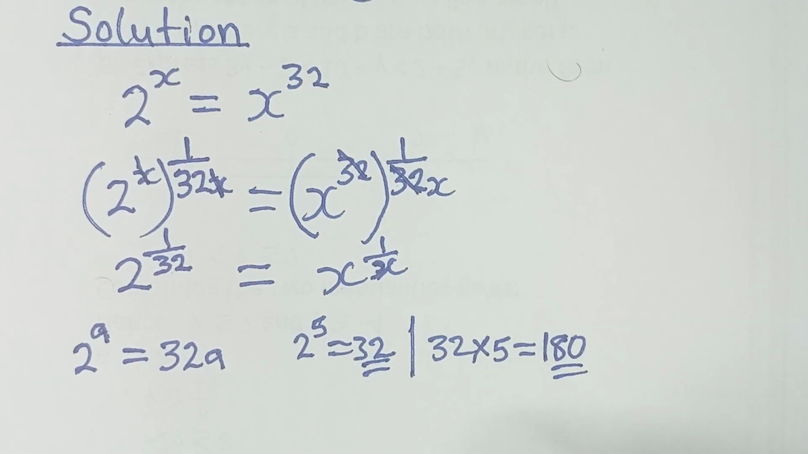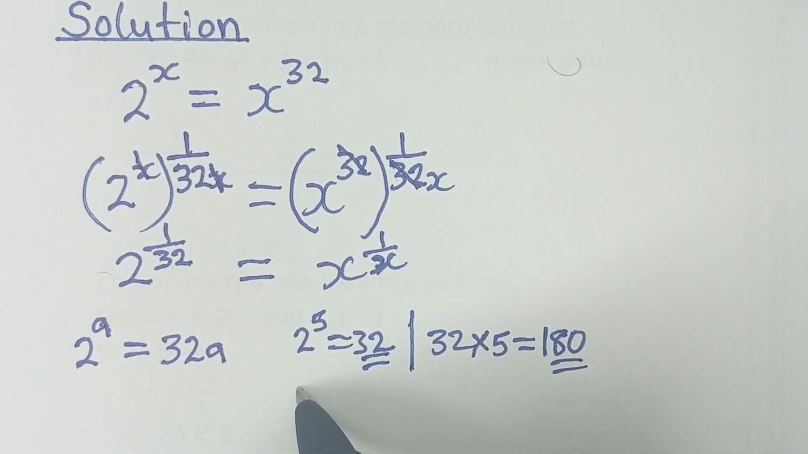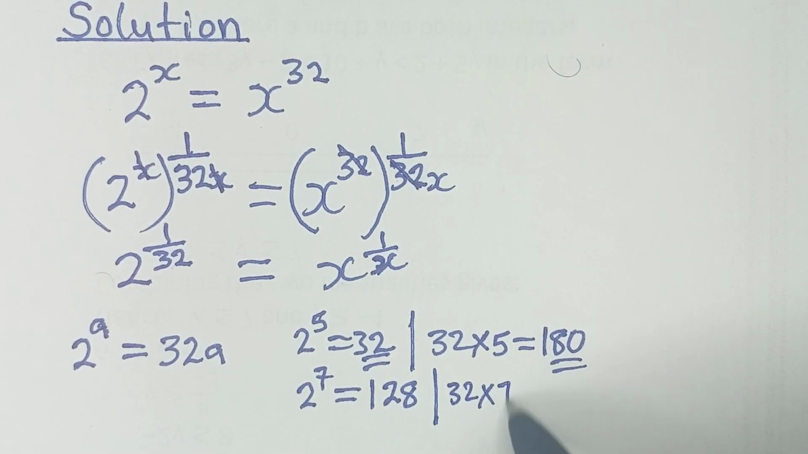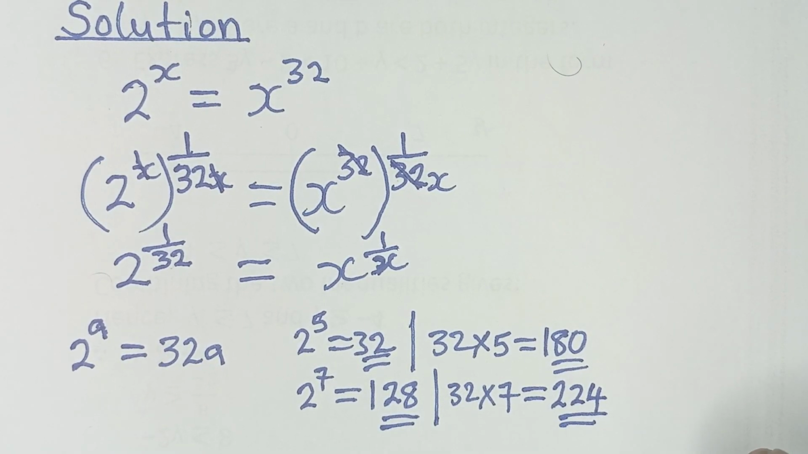So let's try another value. Let's say 2 raised to the power 7. 2 raised to the power 7 will give us 128. And then let's see 32 multiplied by 7. 32 multiplied by 7 will give us 224. So these two numbers are still not equal. So we have not arrived there yet.